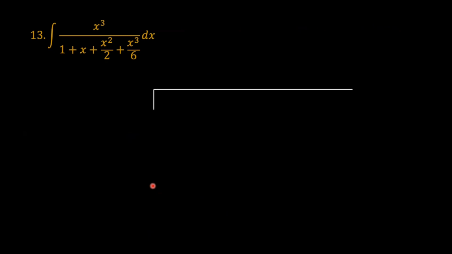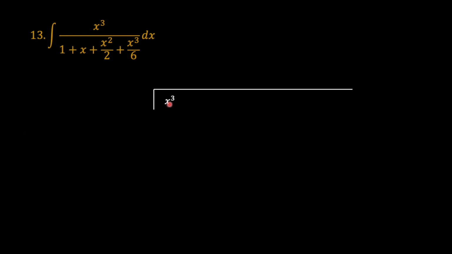So problem 13, the indefinite integral of x to the power 3 over 1 plus x squared over 2 plus x cubed over 6. The first thing I'll do is to simplify this into a mixed fraction, because obviously the numerator is of the same degree as the denominator, so we'd want to convert it to a proper fraction. And the first thing I'll do is just go along the long division approach.